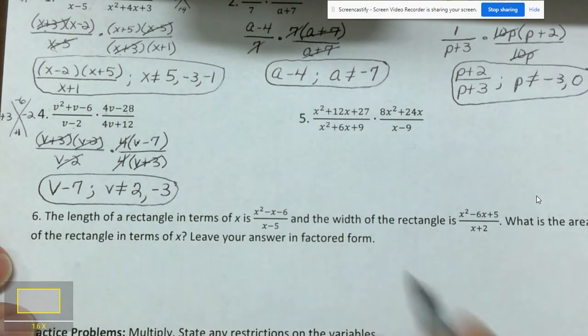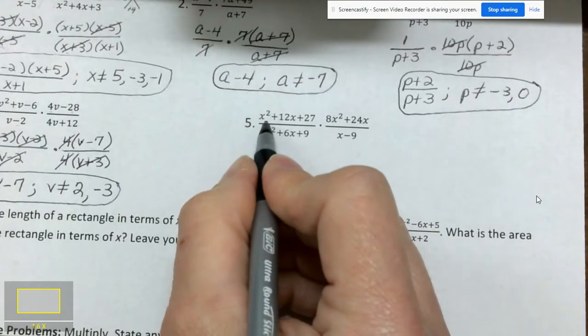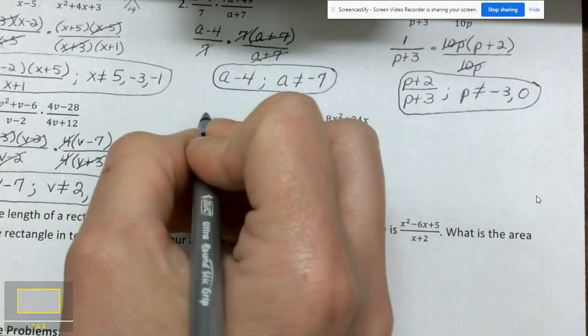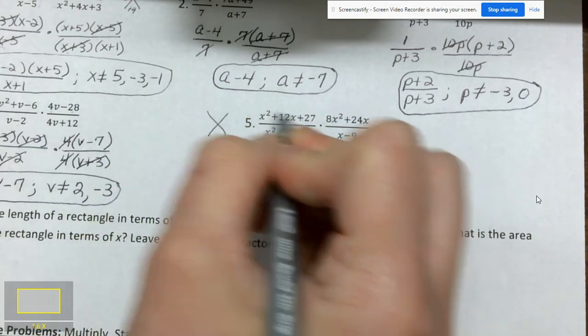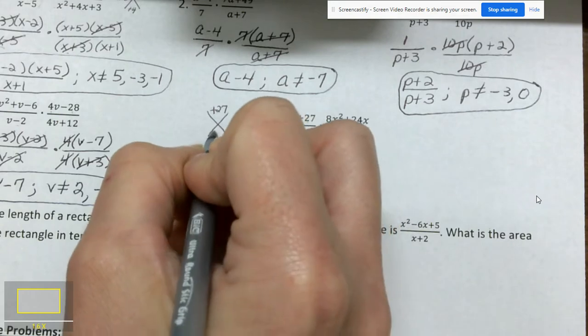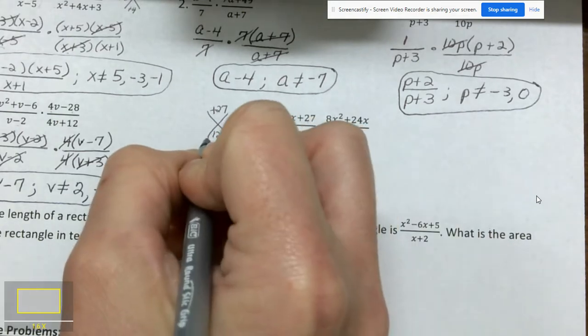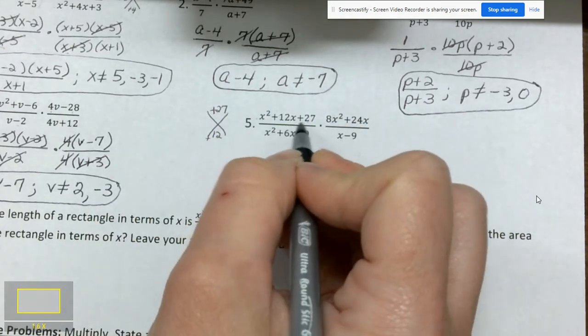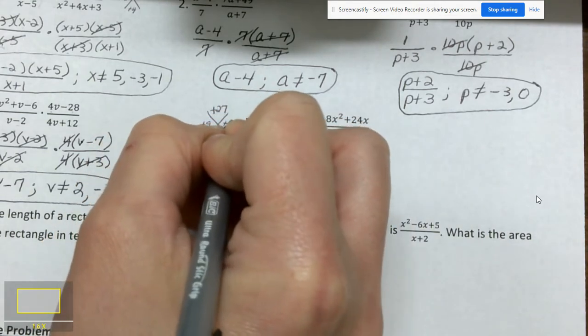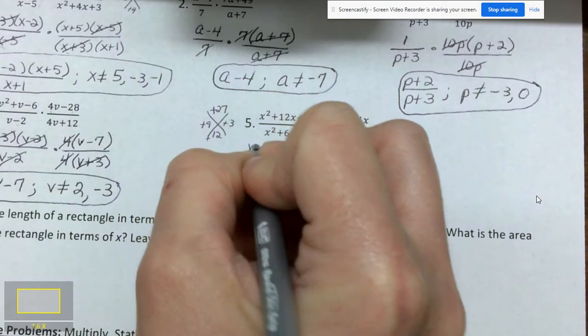Okay, let's look at number 5. Okay, we're going to first factor. So I'm going to factor this top one here. I'm going to use the diamond method. I need to get a positive 27, 1 times 27, and I need to get a positive 12 in the middle. All right, so 9 times 3 is 27, and 9 plus 3 is 12. So this is going to be a plus 9 and a plus 3.